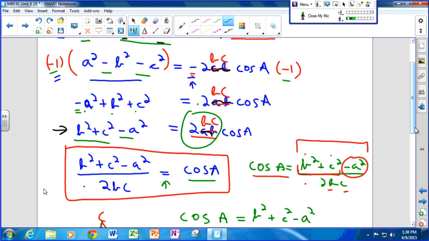I did divide both sides. Okay, I just did some rearrangement here, and then I divided both sides by 2bc. Oh yeah, okay, I made a mistake here. And that isolated cos A.